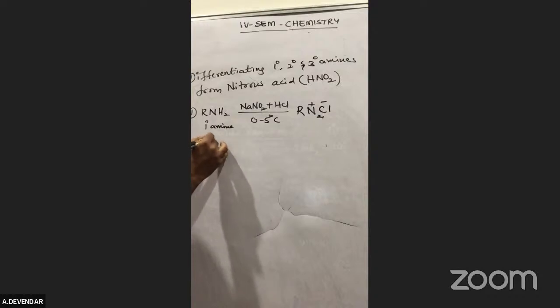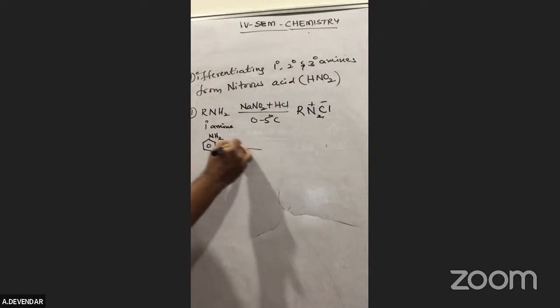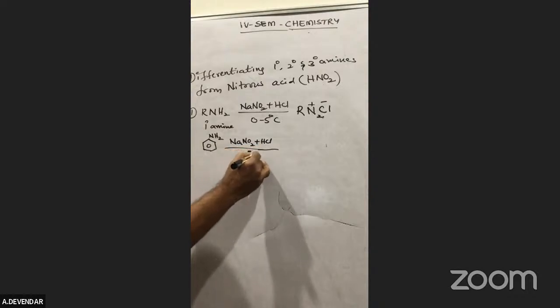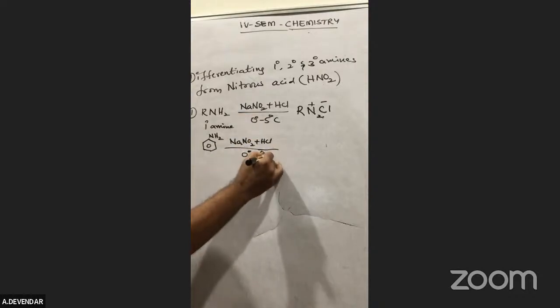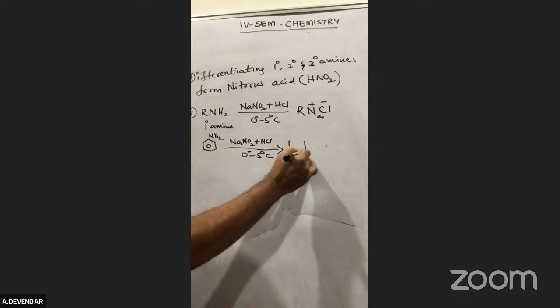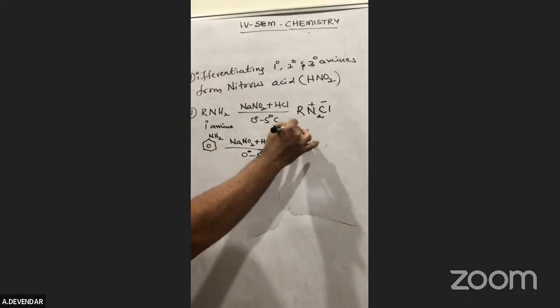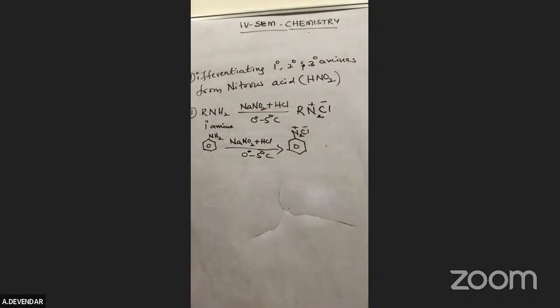Aniline is taken. This is the primary amine. It is reacted with sodium nitrite and HCl. We have to maintain the temperature at 0 to 5 degrees Celsius. We are getting benzene diazonium chloride. This is benzene diazonium chloride. When it is treated with so many other reagents, we get a variety of products.